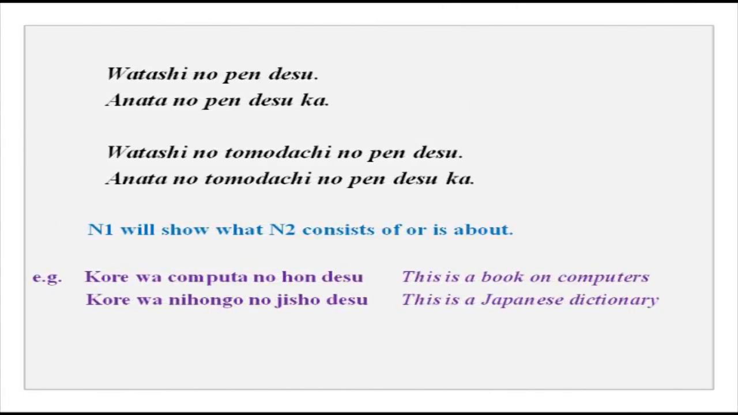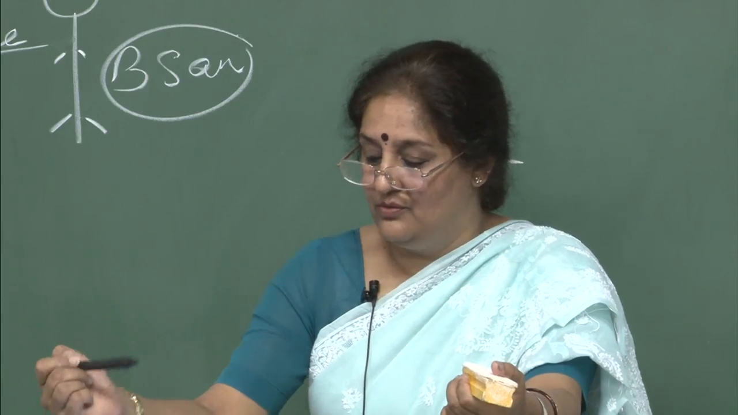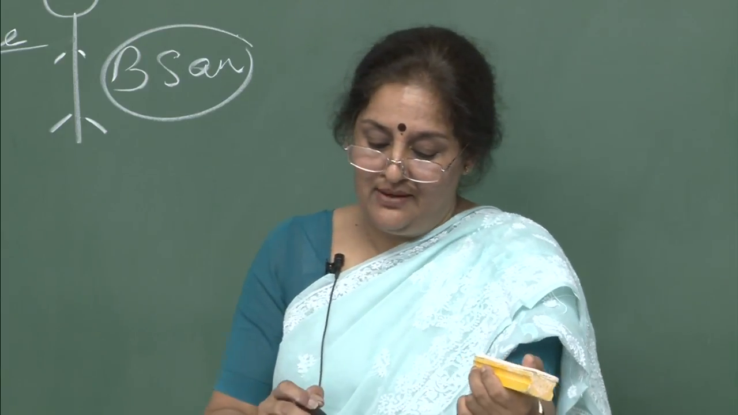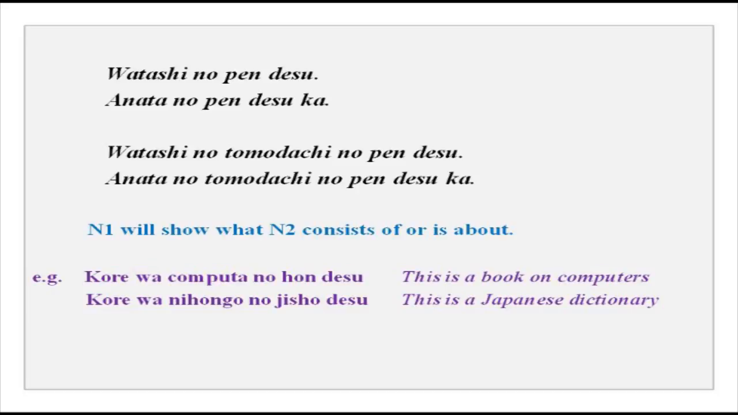Now we have already done watashi no pen desu in lesson 4, anata no pen desu ka, asking a question. Then also we can replace watashi and anata with watashi no tomodachi no, anata no tomodachi no easily, and ask the same question. Now today slightly different, noun 1 will show what noun 2 consists of or is about. For example, we have this sentence over here, kore wa computer no hon desu.